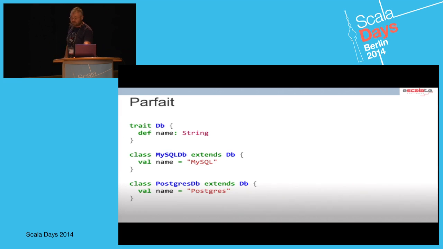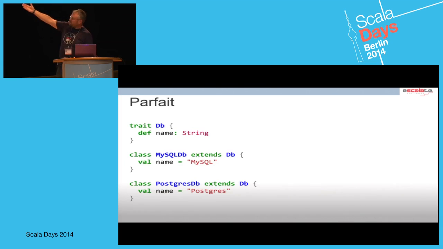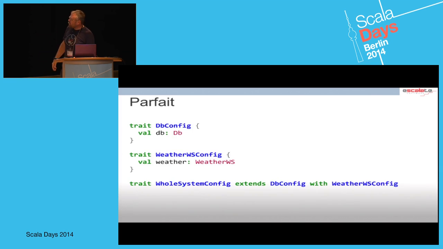And it seems to perform pretty well as well, particularly in the compiler. And you get all the same advantages of compile time verification. So here's the idea. You start with general traits that are abstract. You have concrete implementations of them that fill them in with real implementations. So we've got a DB, we've got a weather web service, and we've got forecast.io and weather.com, whatever, there.